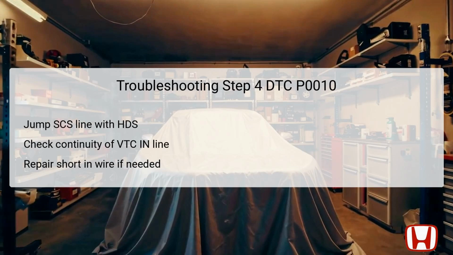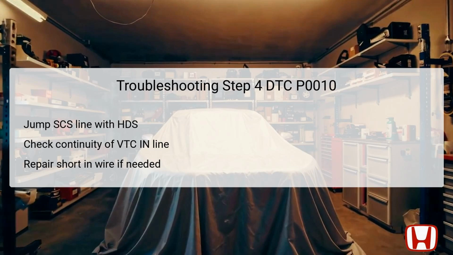The fourth step involves checking for a short circuit in the variable timing control VTC inline, which is essential for the proper functioning of the solenoid valve. Begin by jumping the SCS service check signal line using the HDS, allowing the system to enter into diagnostic mode. After a minimum wait of 1 minute, disconnect the PCM, Powertrain Control Module, Connector E, ADP for safety.